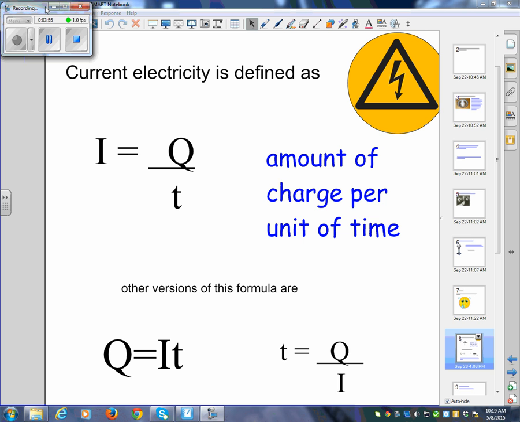Okay, so current electricity is defined as, here's the part where you guys are writing down, the amount of charge per unit of time. Amount of charge per unit of time. And there's the formula right there.